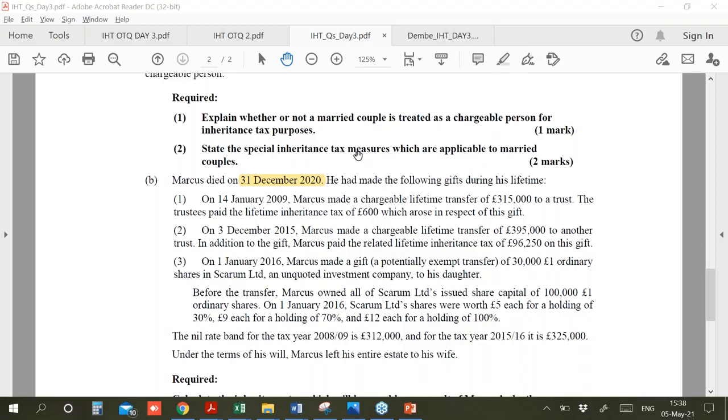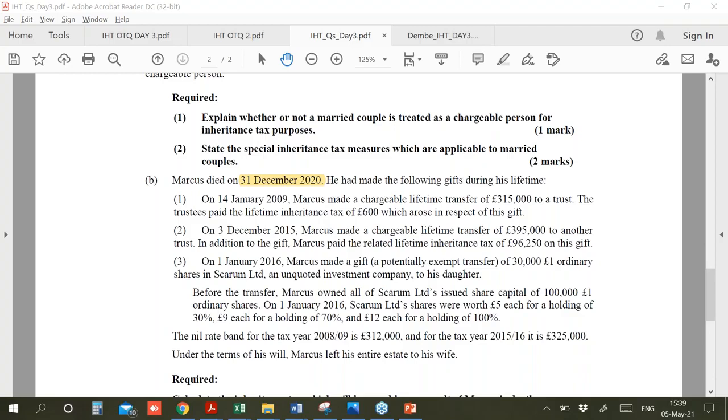On the second transfer, on 3rd December 2015, Marcus made a chargeable lifetime transfer of 395,000. Now, 31st December 2020 is well within the 7 years, so this transfer is chargeable, and it's a CLT. He made a CLT of 395,000 to another trust. In addition to the gift, Marcus paid the lifetime inheritance tax of 96,250.